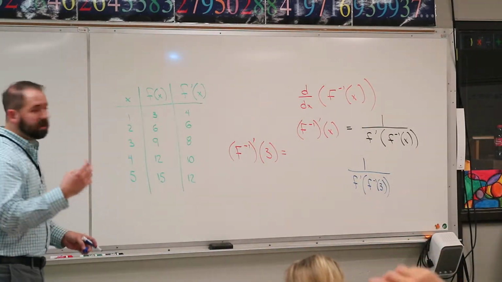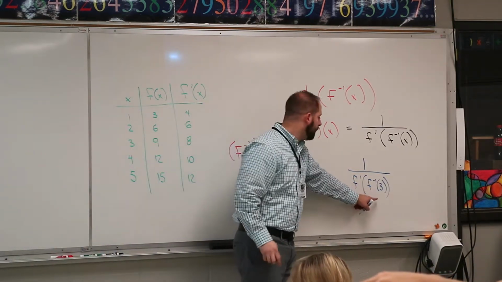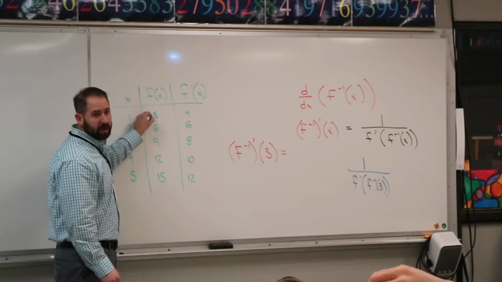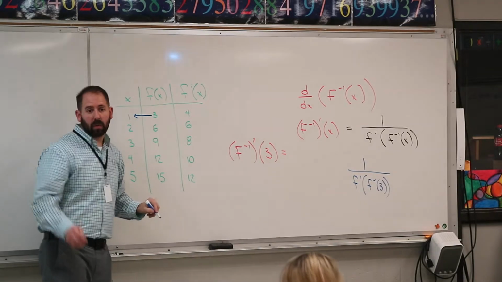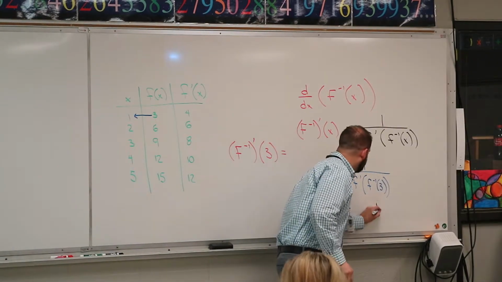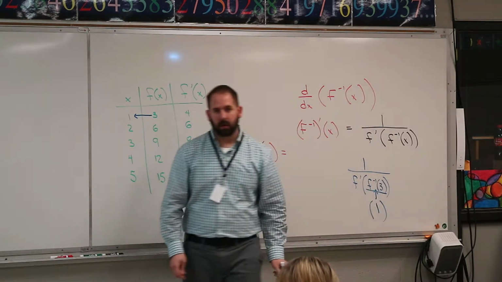Now, all we have to do is think about this logically, about what an inverse is. I'm just evaluating the inverse of 3. If my answer is 3 here, it's going back to what the original x should have been. So what was the original x that gave me 3? 1. So this number is a 1 sitting there.